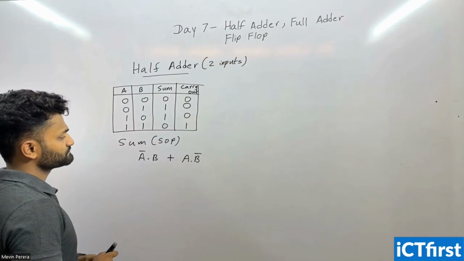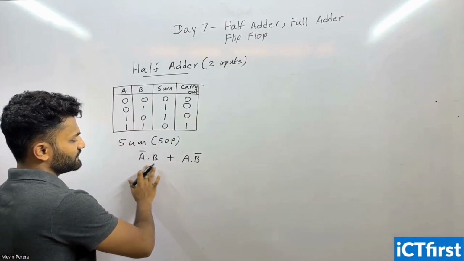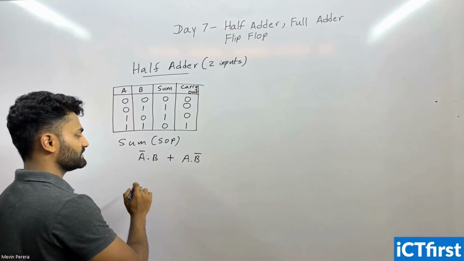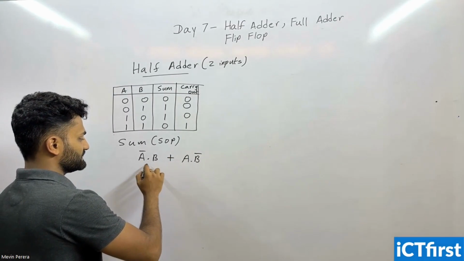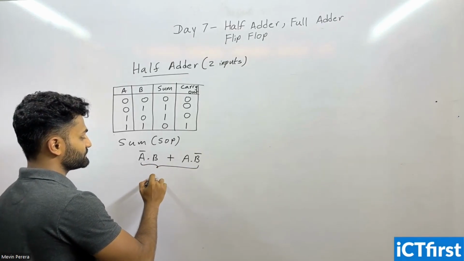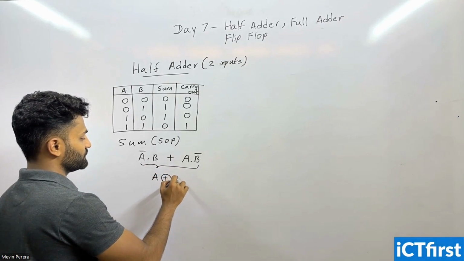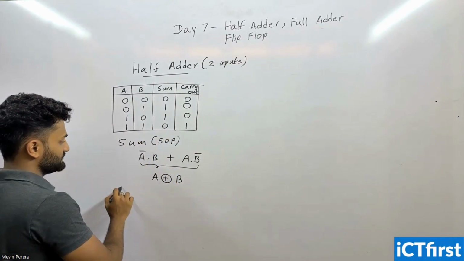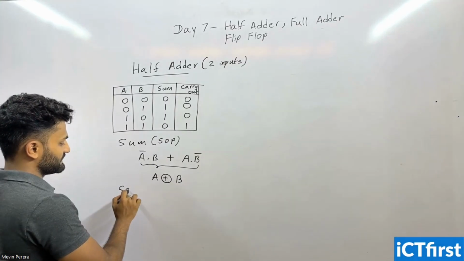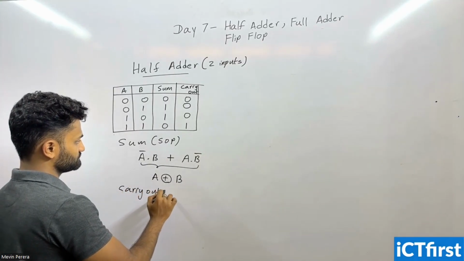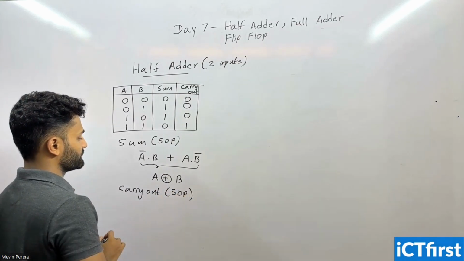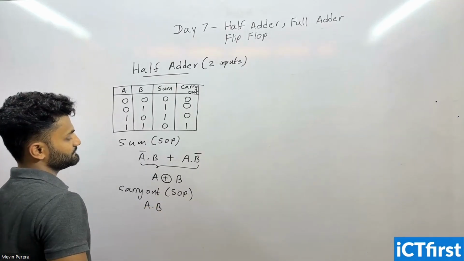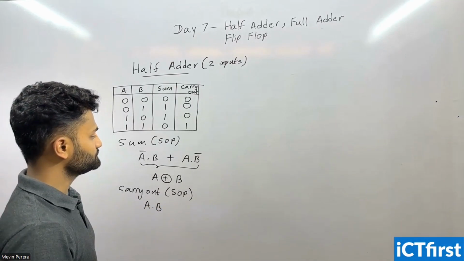So, what is this? This looks like, this is equal to A XOR B. Then I'm going to write the SOP for the carry out. Just one is there, so that is A dot B.